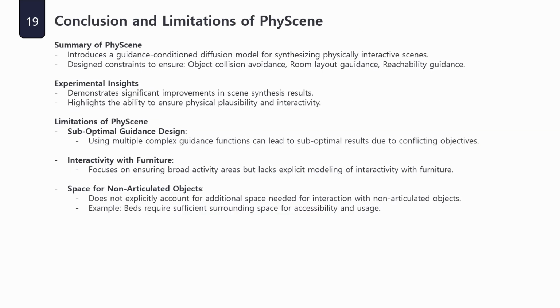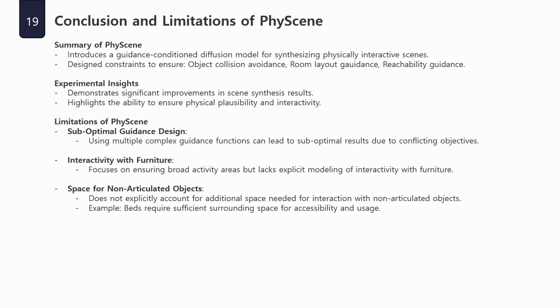PhysicsScene introduced a guided conditional diffusion model for synthesizing physically interactive scenes. To ensure the physical plausibility and interactivity of the generated scenes, constraints were designed for object collisions, room layout, and interactivity. While experiments demonstrate significant results, some challenges remain. The design of multiple complex guidance functions leads to suboptimal results. Additionally, although interactivity is enhanced by ensuring a wide range of movement, explicit interactions with furniture are still not fully considered.